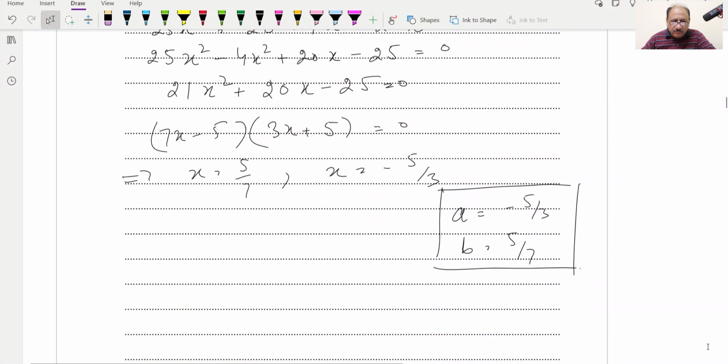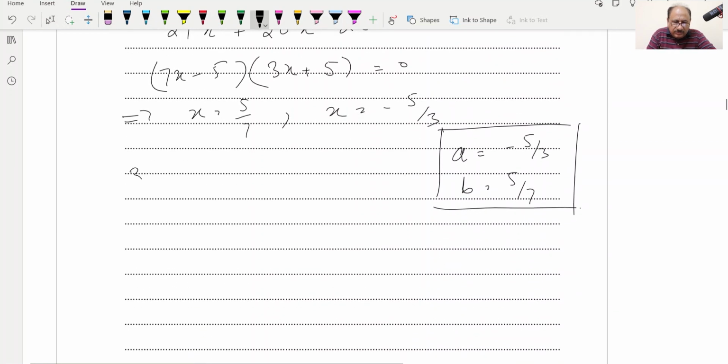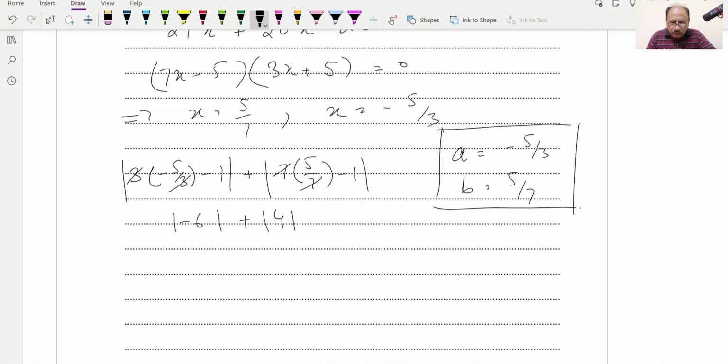And 3a minus 1, so it means 3a is minus 5 by 3 and minus 1 mod, and plus the second value will be 7 into 5 by 7b will be 5 by 7 and minus 1 mod. This will be, what, 3 will be cancelled, 7 will be cancelled, so minus 5 minus 1 will be minus 6 mod, plus this will be 4 mod, so this will be resulting to 6 plus 4, which is equal to 10, and this will be our final answer for this question.